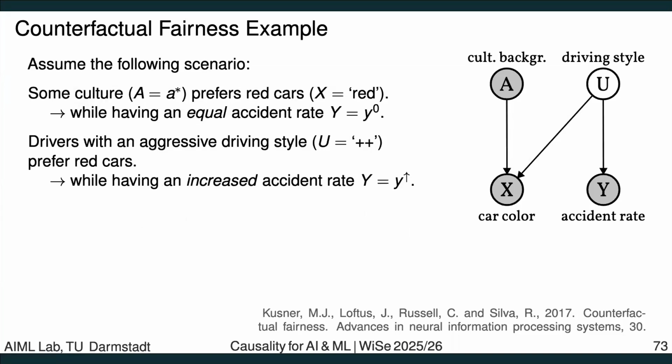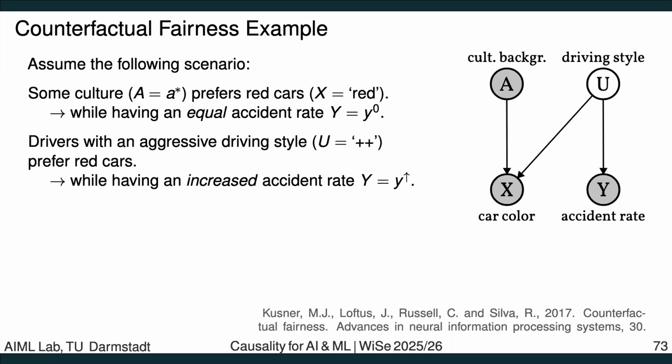So yeah, this was a lot of theory and talking, but there is a really nice example, I believe. It's really this confounding, this collider thing, which says, well, we have some cultures, A star, which maybe prefer red cars, and we are an insurance company, and we want to estimate the accident rate, maybe to base our pricing on that.